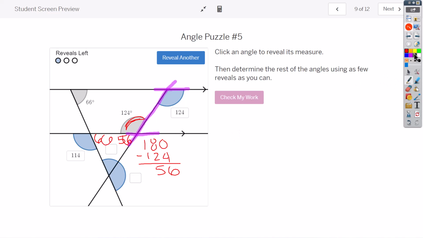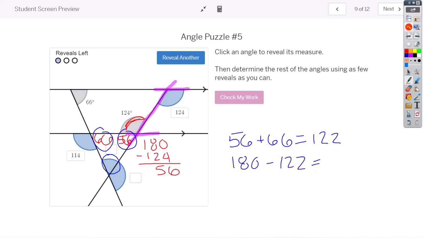So let me write this in. We'll do it in blue. If that's 66 and this is 56, I should be able to find this. Let's try it. Should be able to add 56 and 66. That gives me 122. And then subtract that from 180, which gives me 58. Hope that's right. So 58 degrees is this third angle in the triangle in the middle. Go ahead and try and fill that in. It's 58.